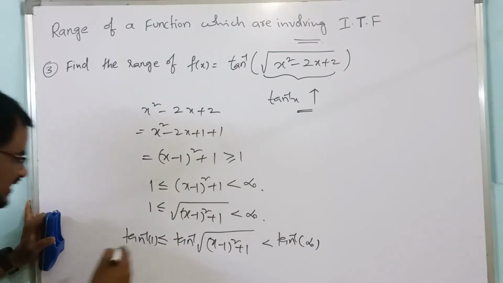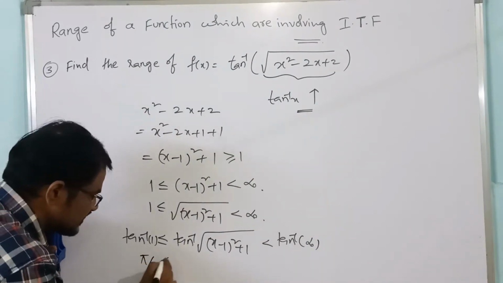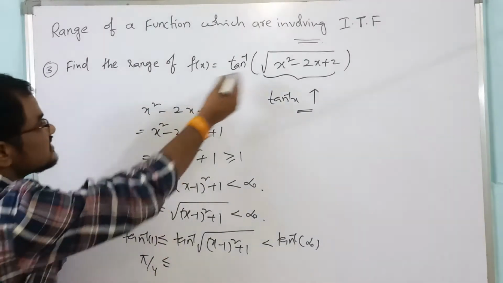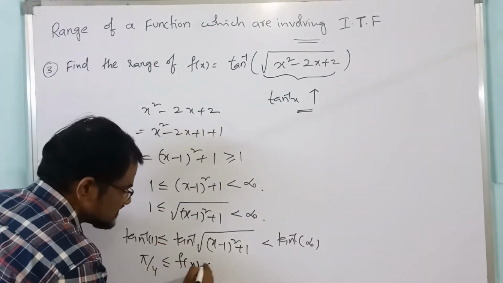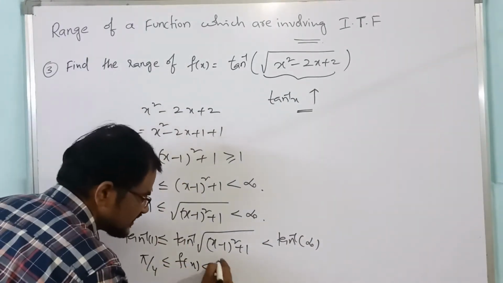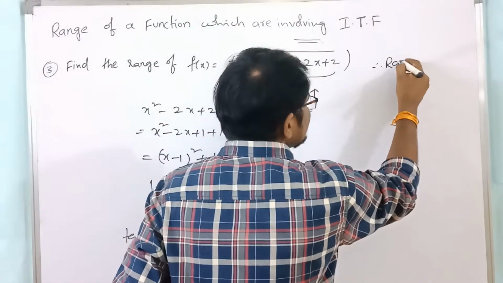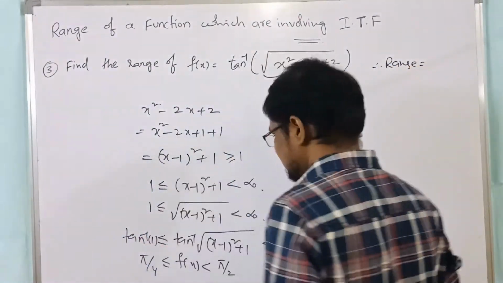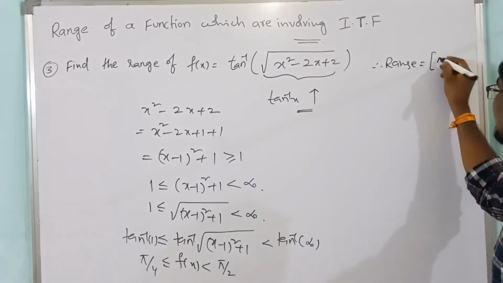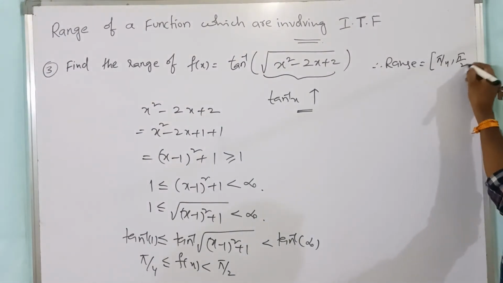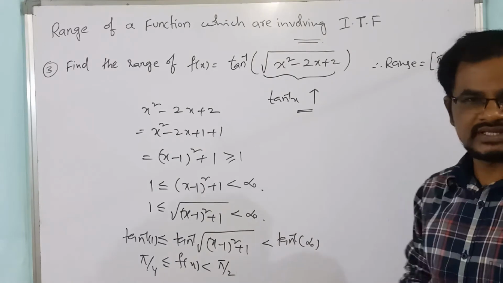Okay. Now tan inverse of 1 is pi by 4, less than or equal to f of x, less than tan inverse of infinity, which is pi by 2. So therefore the range of this function is what? Closed interval pi by 4 to open interval pi by 2, right?